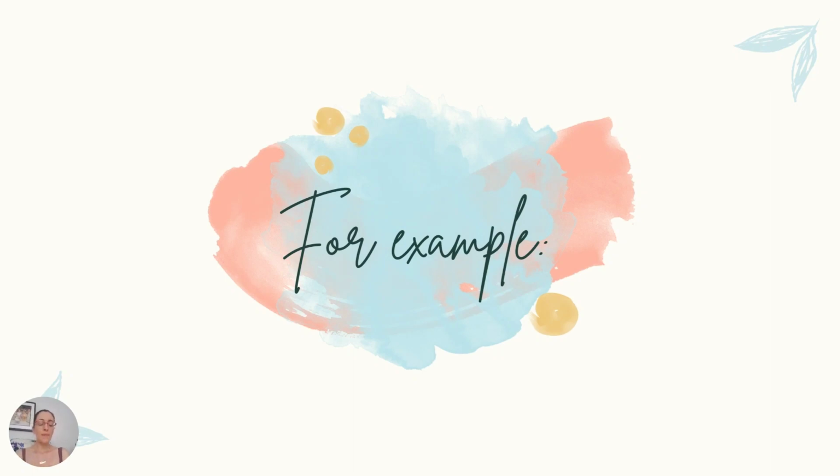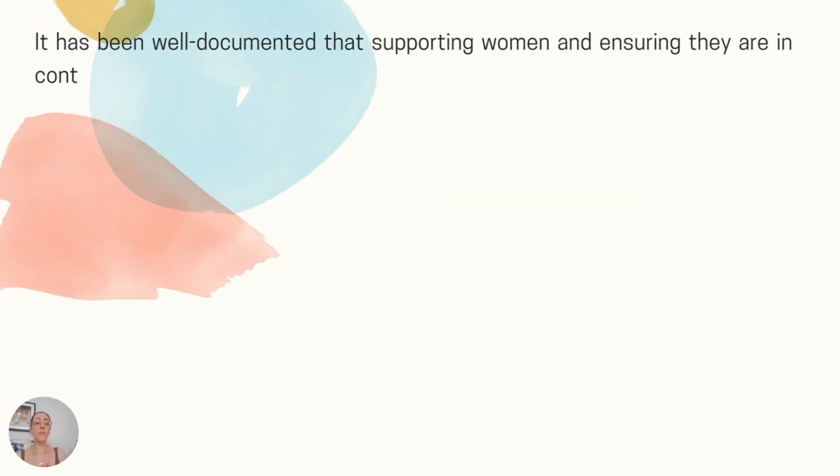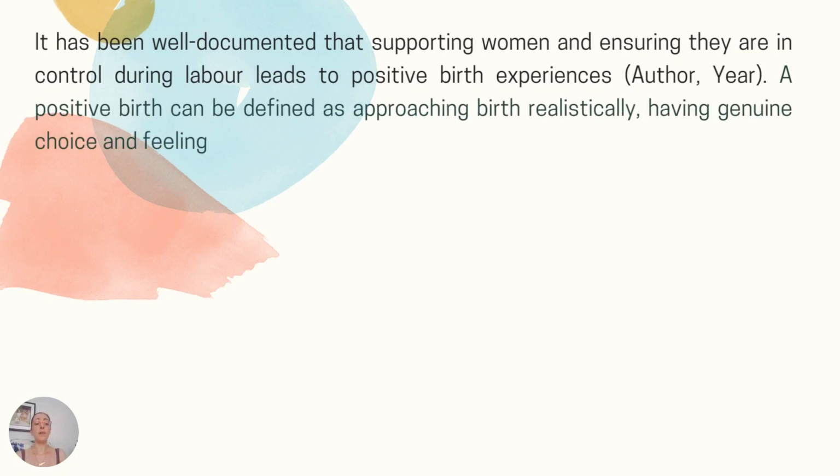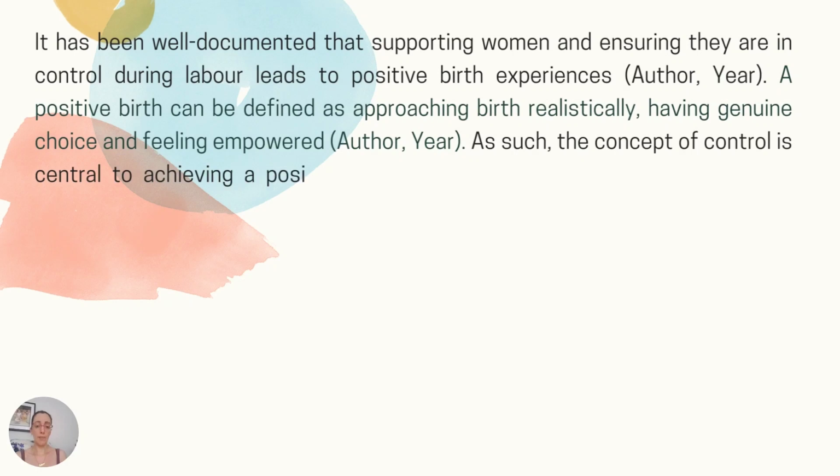Right, so let me walk you through an example. I have a paragraph prepared. I'll give you some time to read through the paragraph, and then I'll break it down and explain why I've included each sentence and why I included it in that particular way to meet the needs of the paragraph structure and essential features we've already discussed. So here is the paragraph, and I'll give you some time to read this. I have a paragraph here about positive birth experiences and the concept of control during labor.